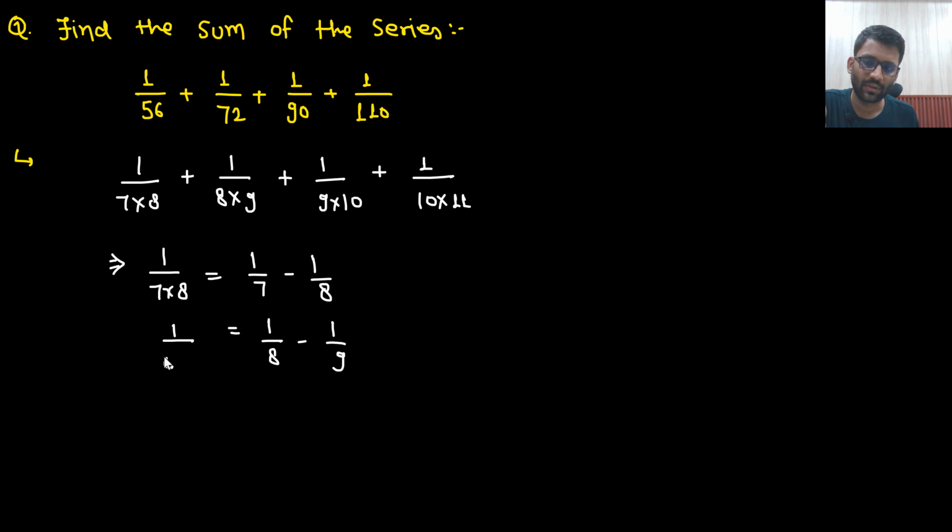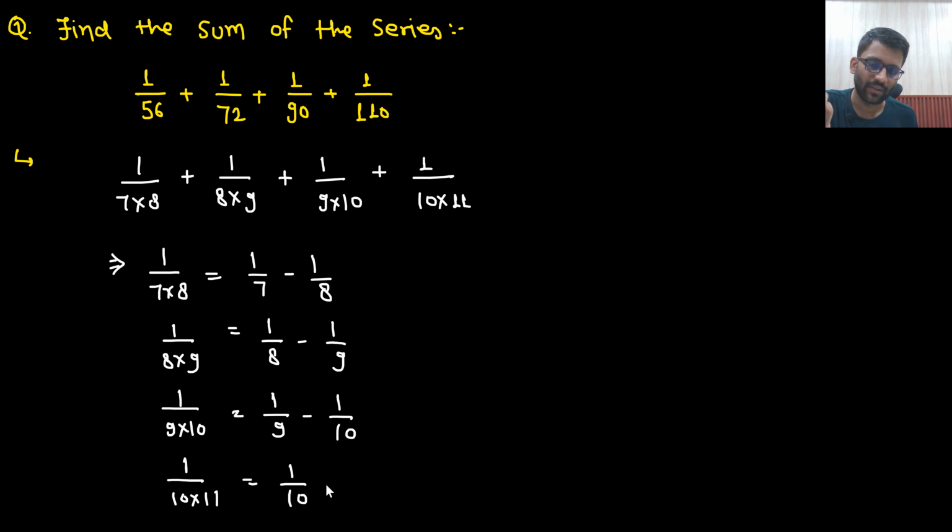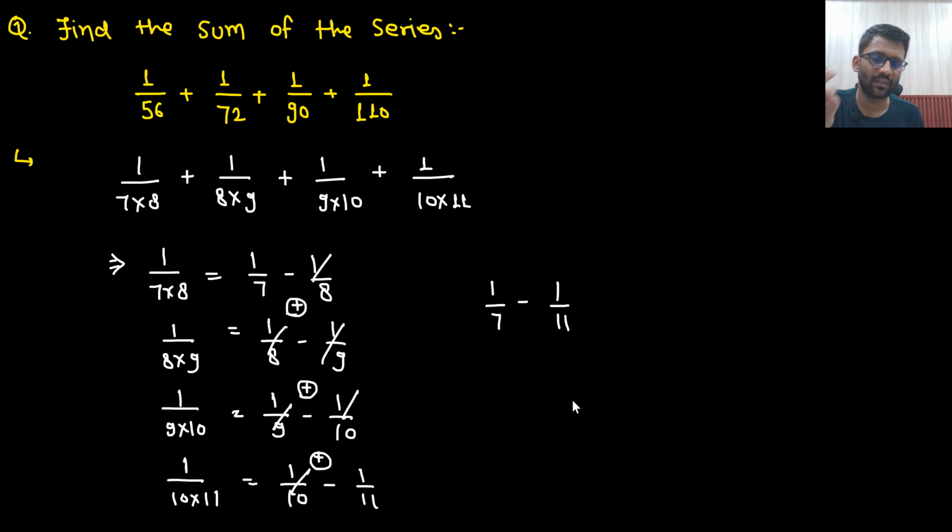Next value. The next value can be written as 1 by 9 minus 1 by 10. And the next value can be written as 1 by 10 minus 1 by 11. Right? So if I am adding all these, then this and this get cancelled, this and this get cancelled, this and this get cancelled. So finally, what am I left with? This is what I am left with.